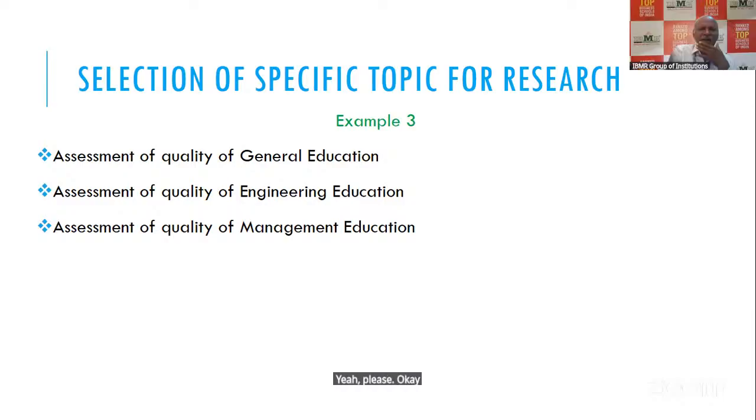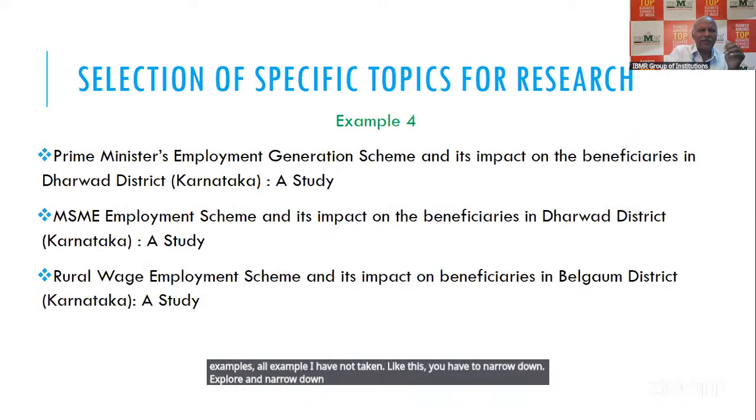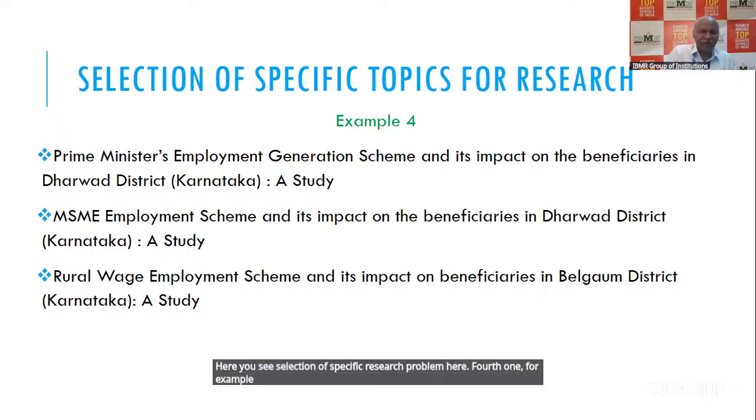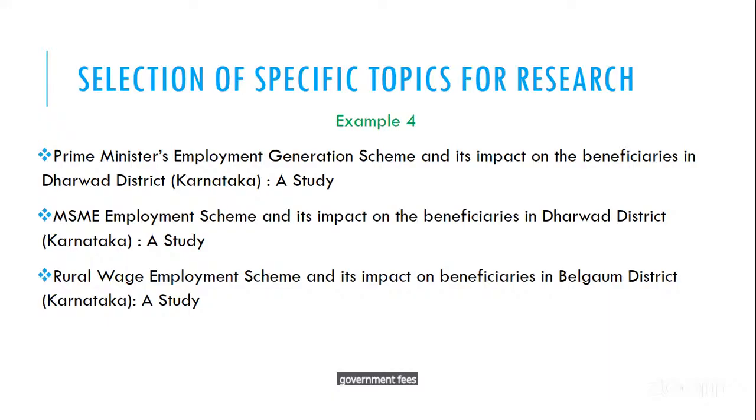Okay, this is another example I have taken. There are 5 examples. All examples I have not taken. Like this, you have to explore and narrow down. Here you see selection of specific research problem. Here, fourth one, for example. What was the fourth research problem that we have identified? Government schemes. Fourth one research problem.